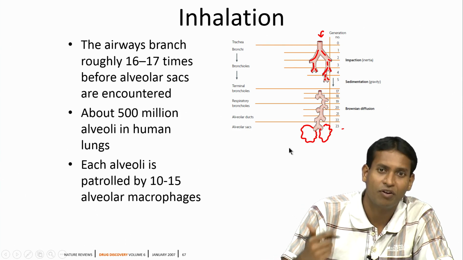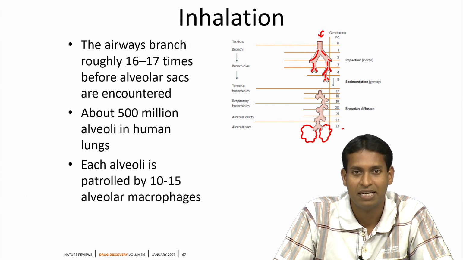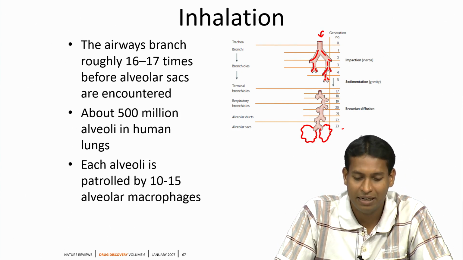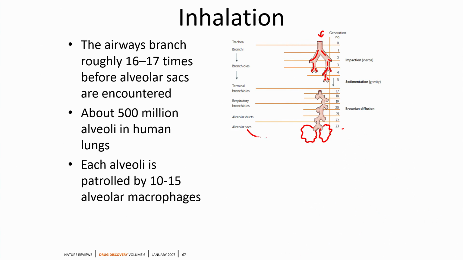What is further complex is that the body has evolved over quite a few years, and it has put a lot of surveillance in this area. All of these alveolar sacs carry macrophages, or immune cells basically, about 10 to 15 macrophages per sac. So, quite a lot of surveillance is going around. These immune cells are ready to take up anything foreign, anything that you are trying to deliver, which these macrophages may identify as something foreign and clear it away. So, that is another challenge.